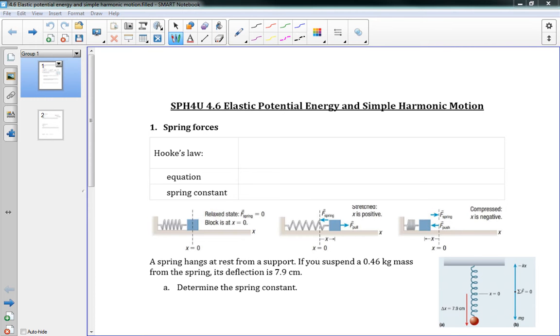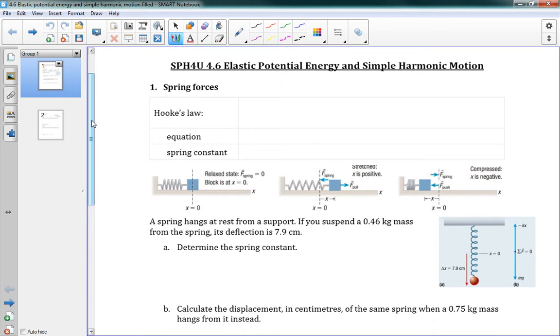Hello class! This lesson is 4.6, Elastic Potential Energy and Simple Harmonic Motion. So we're talking about springs here, and I think this is cool stuff, so get ready. When we have springs, now springs store energy as well. They are another form of potential energy, a lot like our gravitational potential energy.